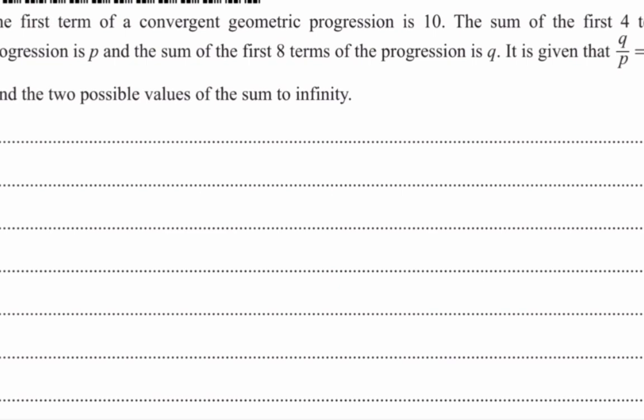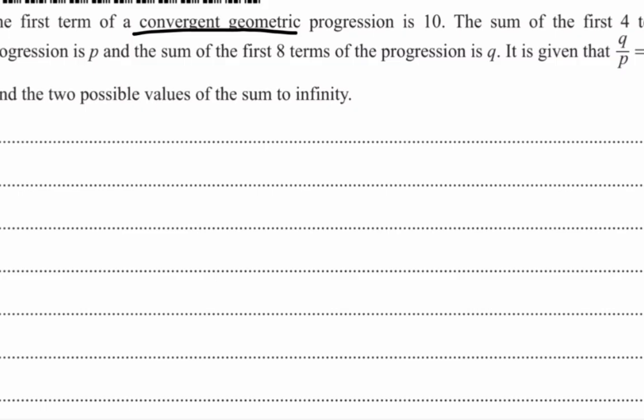So firstly, we need to understand that a convergent geometric progression, which we can also call a convergent geometric series, is an infinite series where the sum of its terms approaches a finite, which is a fixed value. We're saying we have an infinite series where the sum of its terms approaches a finite or a fixed value. That's all we mean by a convergent geometric progression, a convergent geometric series.